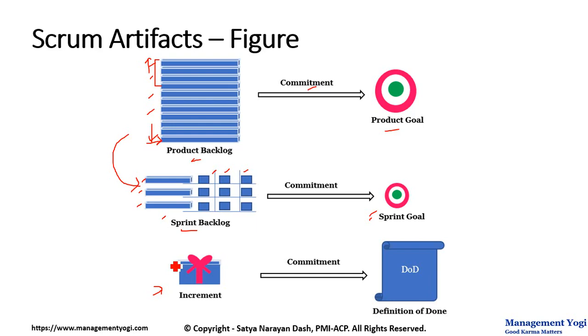The increment's commitment is the definition of done. The definition of done is again created by the Scrum team. So this is how the artifacts look along with their commitments.